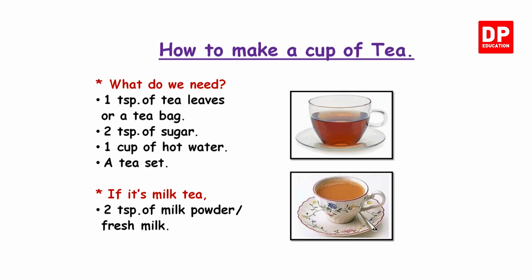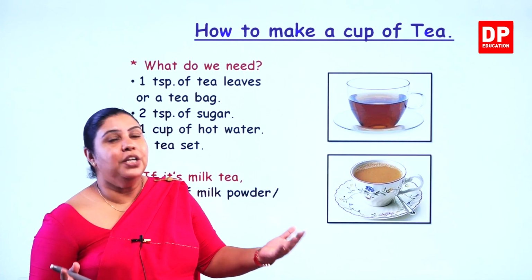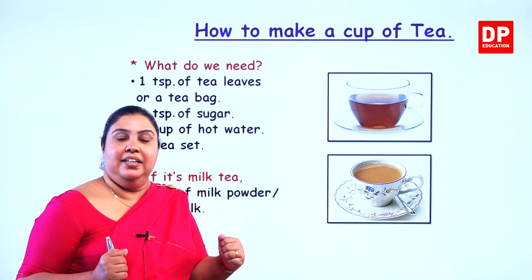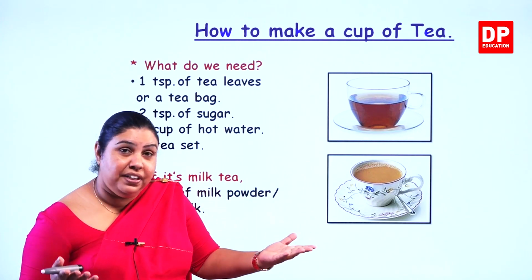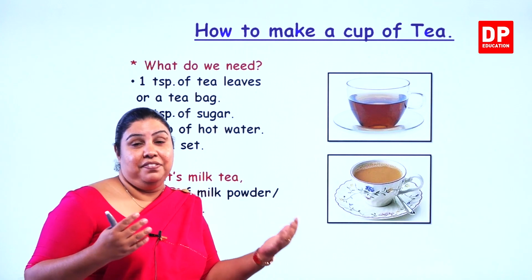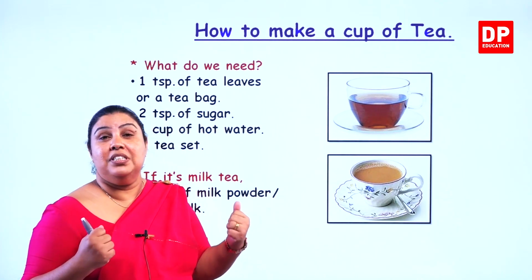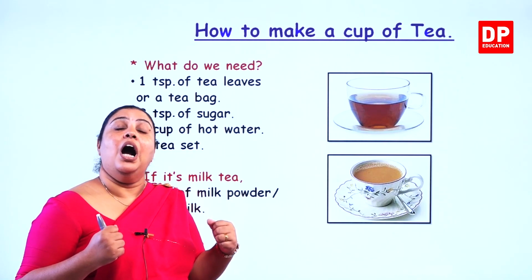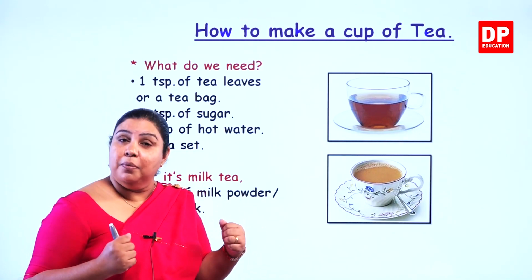Right. How to make a cup of tea? How to make a cup of tea. Now, because in our unit number 4, we are talking about my food bag. We spoke about the things that we can eat, like vegetables and fruits and all that. Now it's time for us to learn how to prepare a cup of tea.